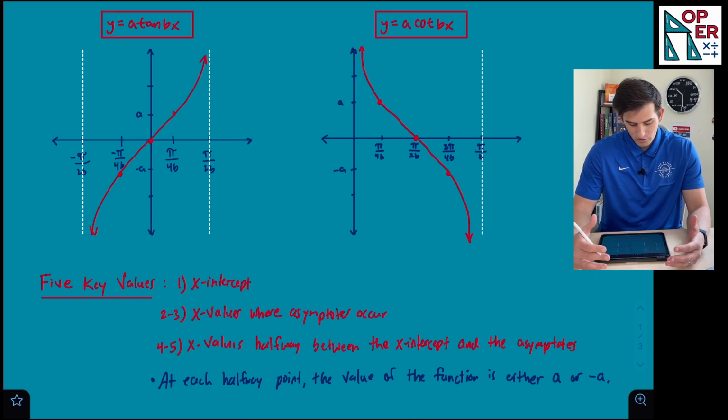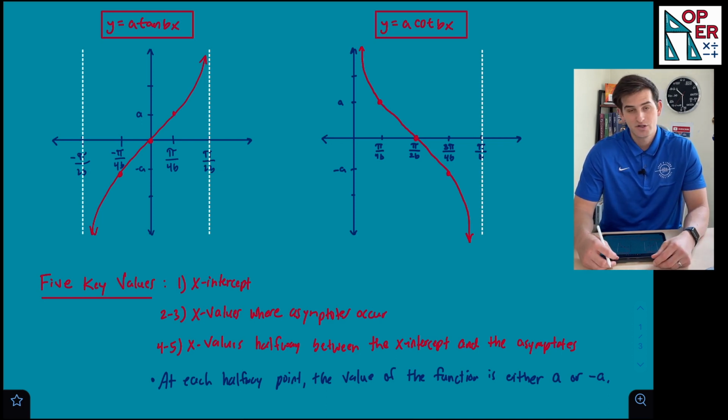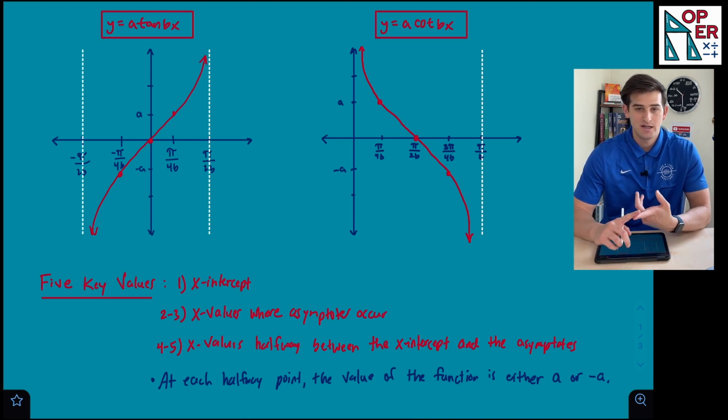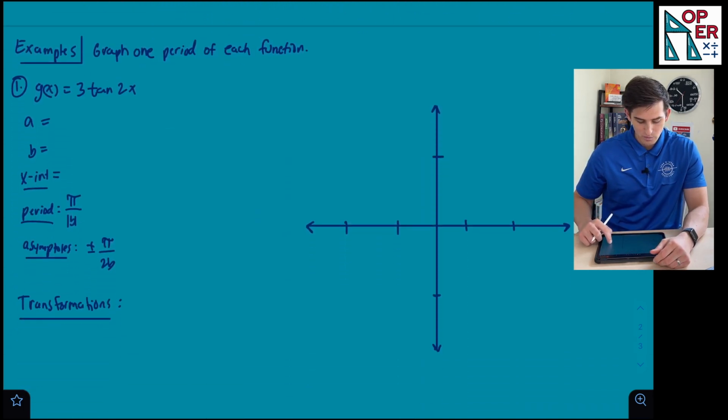So the key for graphing both tangent and cotangent, once we recognize these 5 key points, is that at each halfway point, the value of the function is either a or negative a. So essentially we're trying to graph 3 points: the x-intercept, and then a and negative a, and that's going to give us our graph. So we're going to look at 2 examples, one of each.